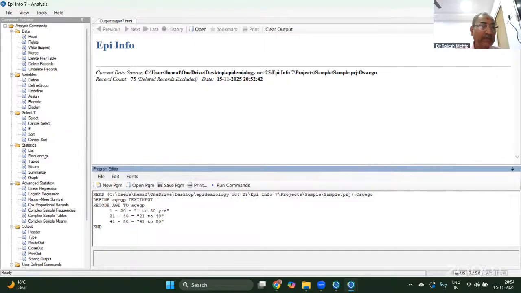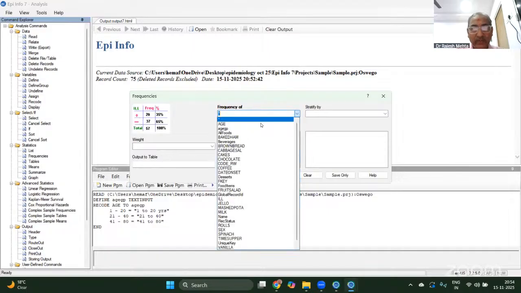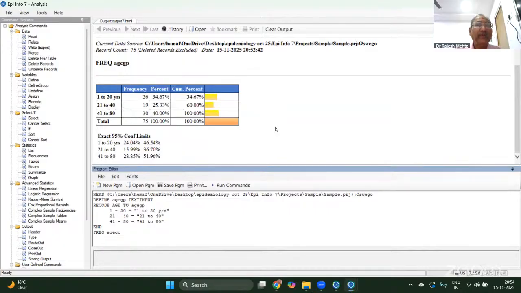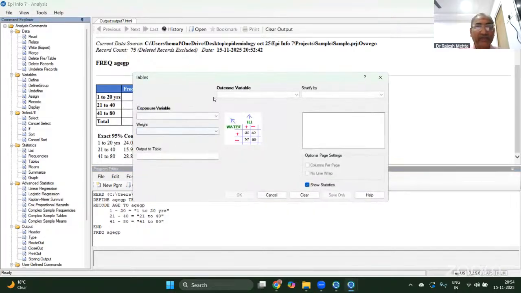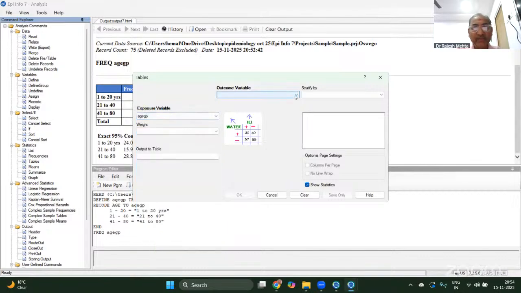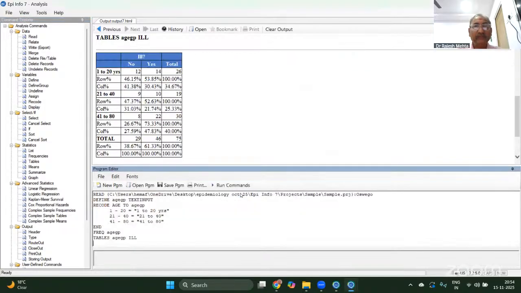Now I try to get a frequency of age group. Then automatically it found the 1 to 20 years, 21 to 40 years, 41 to 80. This is the recoding of the data, and then you can go for the tables command: age group versus illness. Okay. This is how you can do the analysis, right?